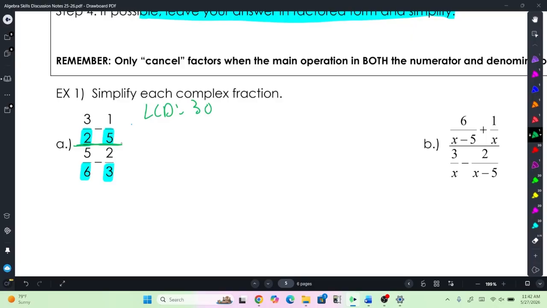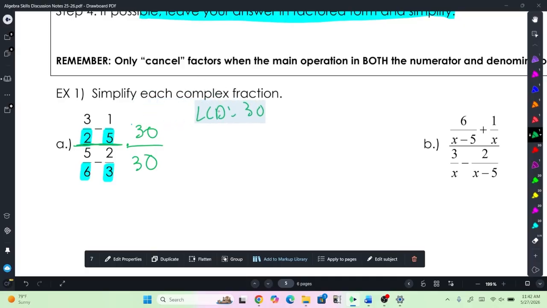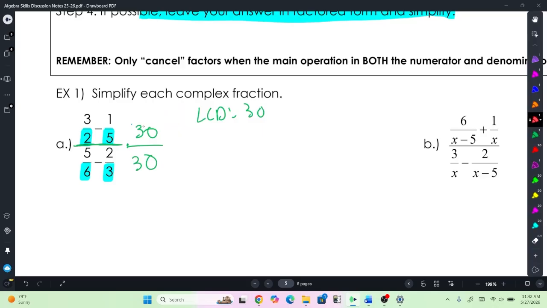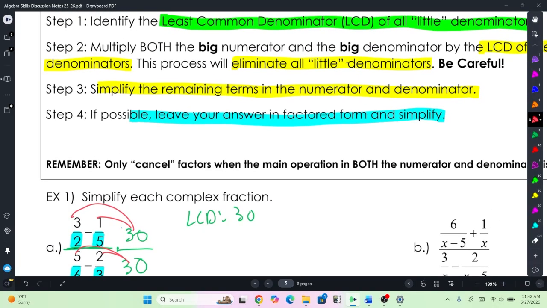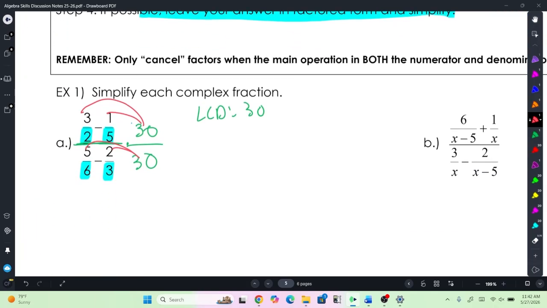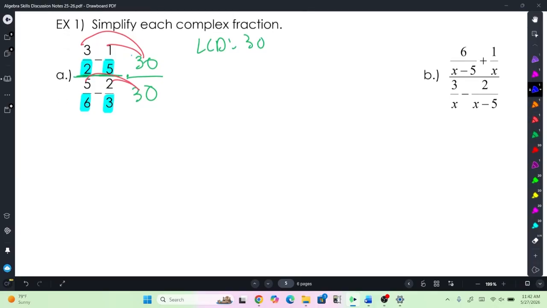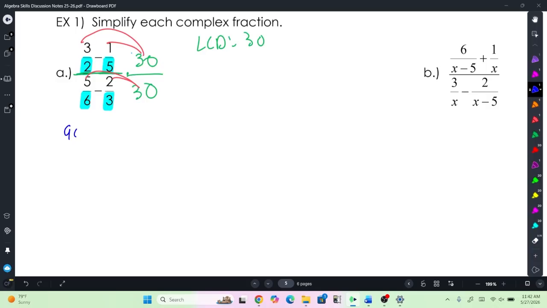So what we're going to do is multiply by 30 over 30. And actually, I'm going to write this over here. Now, when we do that, we're going to distribute 30 to all the little numerators, okay? So multiply both the big numerator and big denominator by the LCD. And what's going to happen is things are going to simplify. So 30 times 3 is 90, so we have 90 over 2, minus 1 times 30 is 30 over 5, divided by 5 times 30 is 150, and then 2 times 30 is 60.